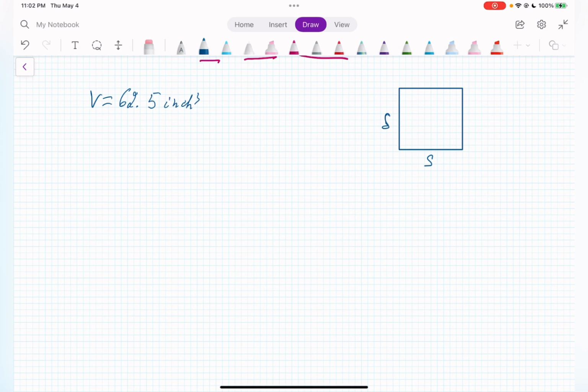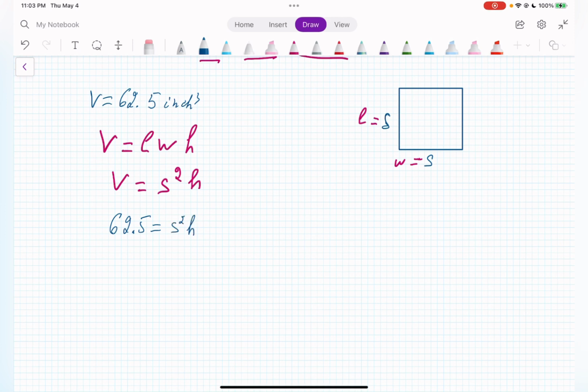So volume we know. Volume is equal length, width, and height. Since our S is equal length, S is equal width, they are all equal to each other because it's the square, then our volume is going to be equal S times S, which means S squared times H. So our volume 62.5 is equal S squared times H.